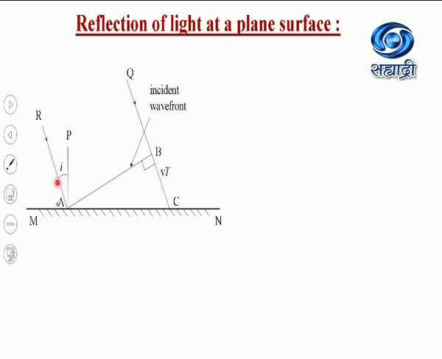But at time t, the wavelet emitted by point A will cover a distance equal to Vt. So we take point A as center and Vt as radius and we draw the spherical wavelet emitted by point A. Now Vt is equal to BC and therefore taking point A as center and distance equal to BC in your compass, we draw the spherical wavelet emitted by point A, which is having the same radius equal to Vt. So after time t, the radius of wavelet emitted by point A is Vt.